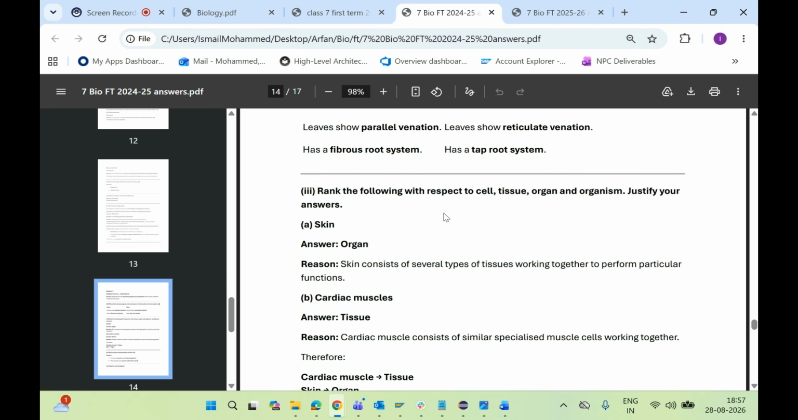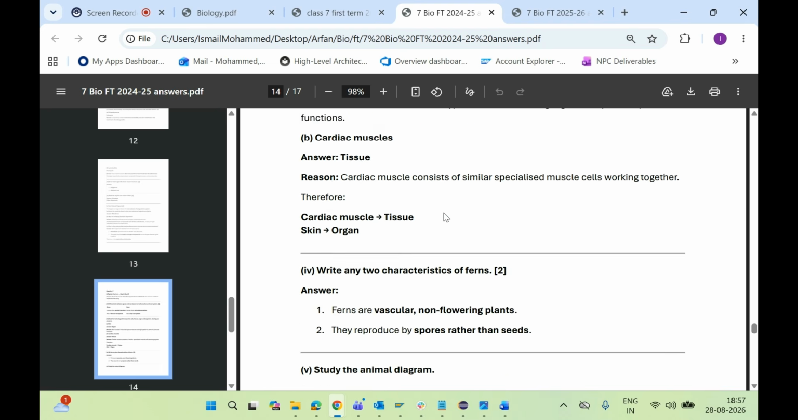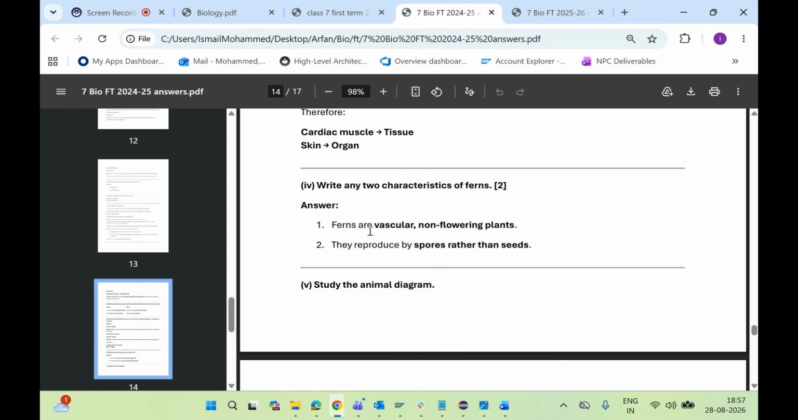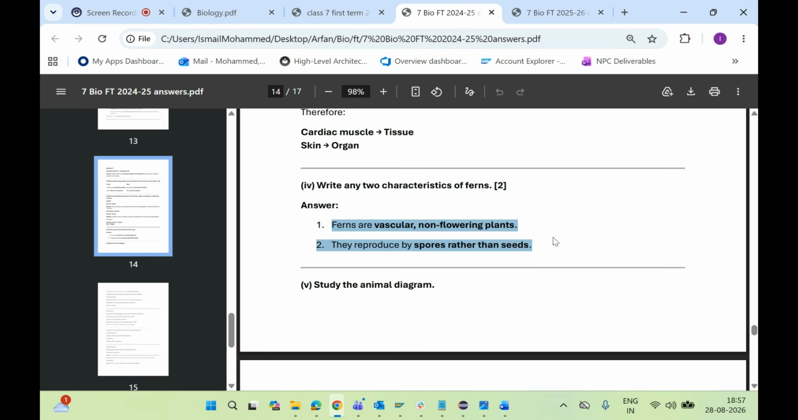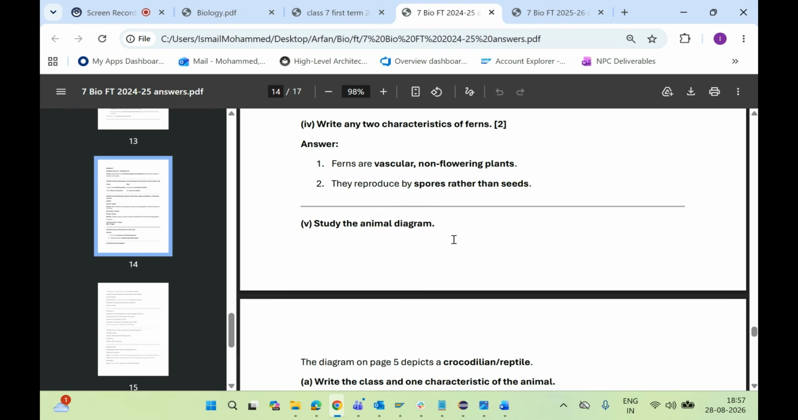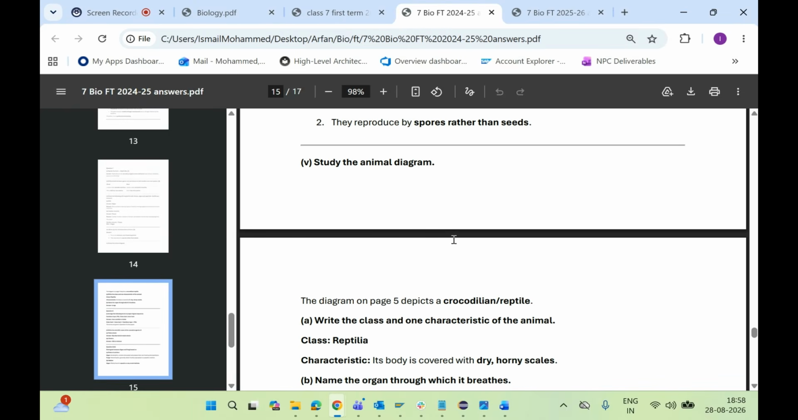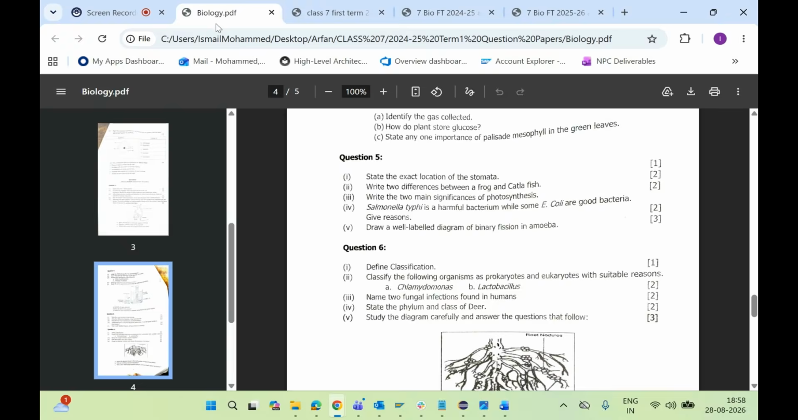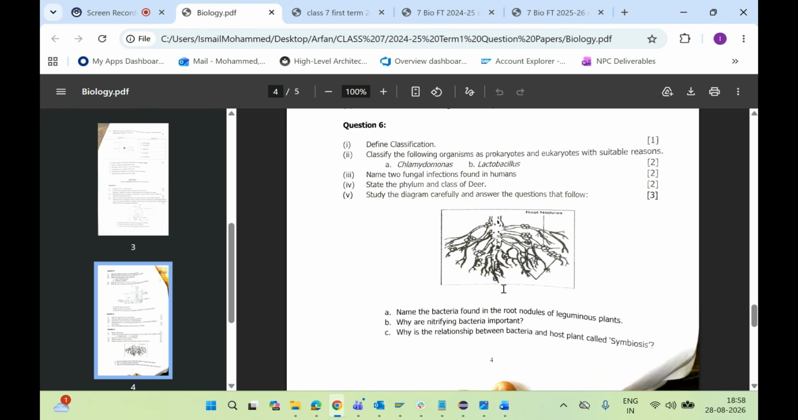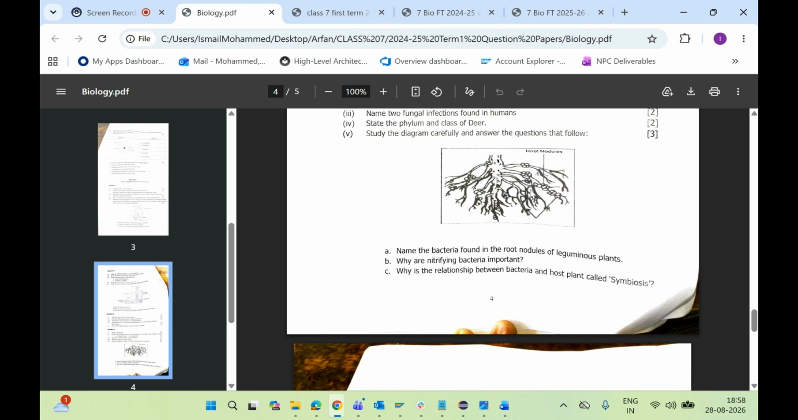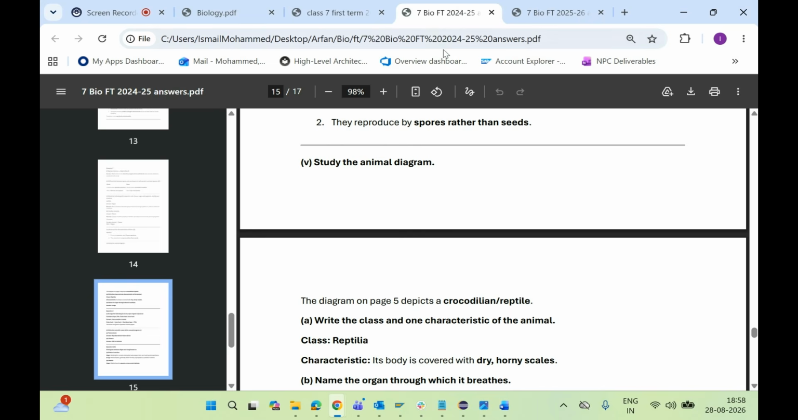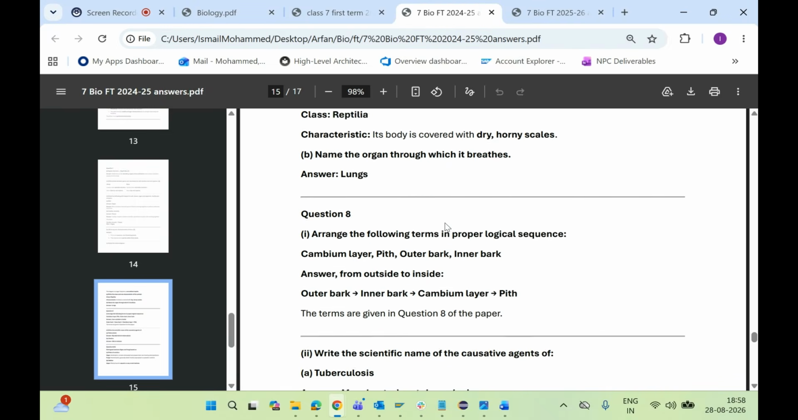Rank the following with respect to cell, tissue, organ. Plant kingdom. Omit. State two characteristics of ferns. Again, this is important. Ferns are vascular, non-flowering plants. They reproduce by spores rather than seeds. And study the diagram. Which is the diagram? This is the diagram. This belongs to the plant kingdom, so you can omit this one. Next one.